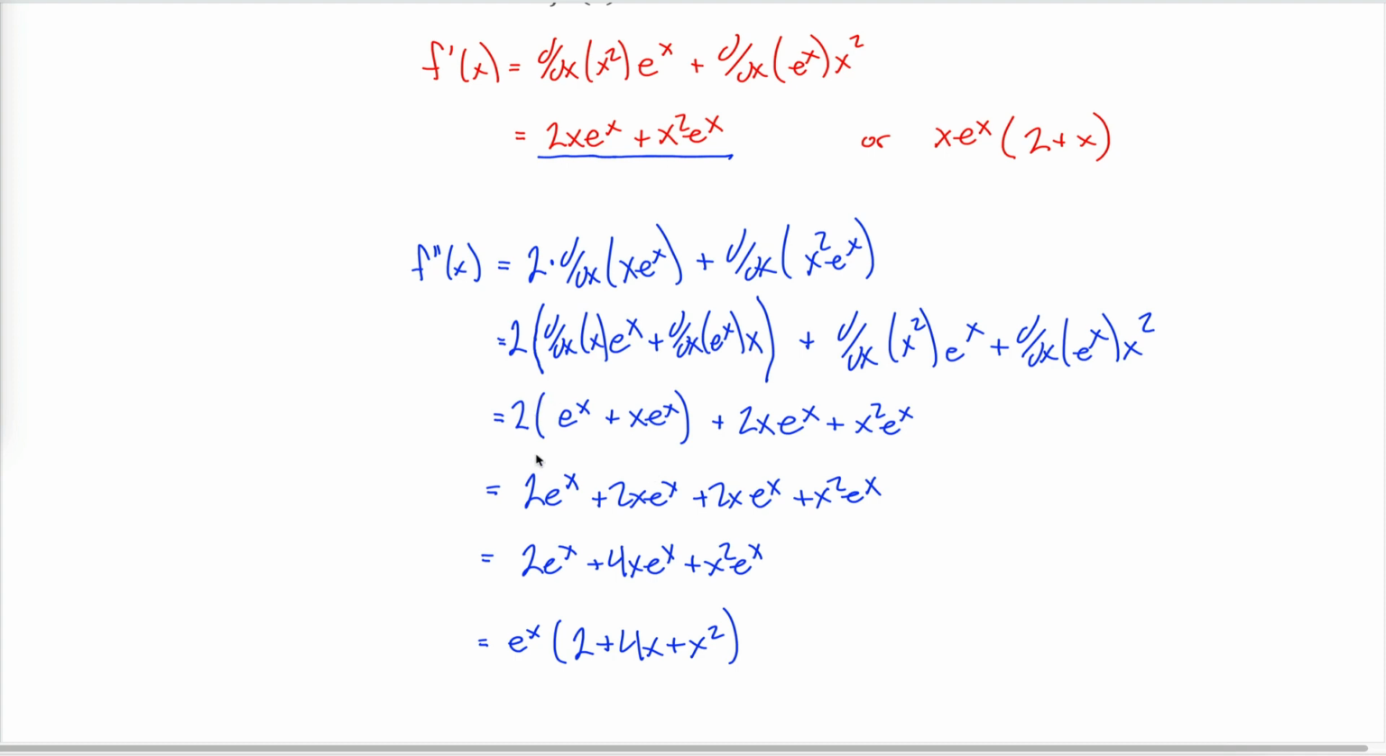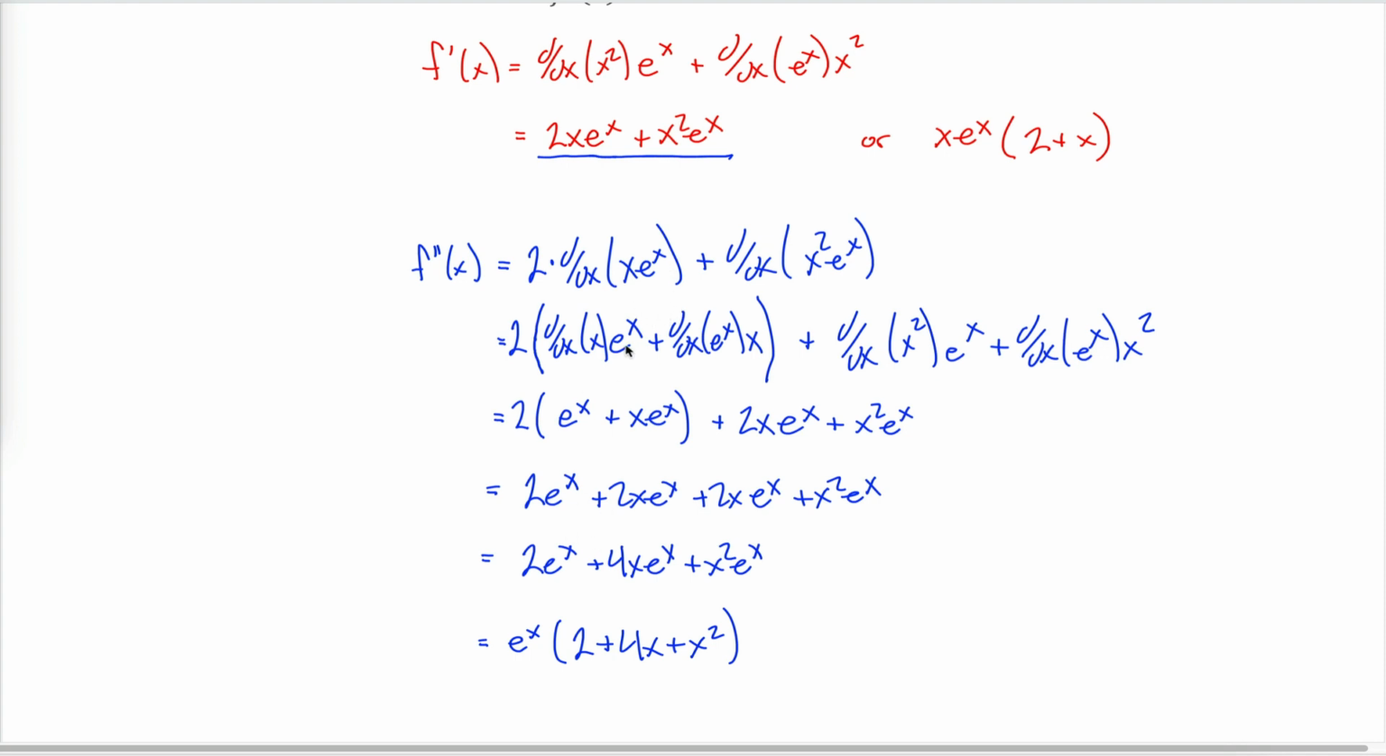I bet a lot of students would forget parentheses here and wouldn't have a 2x e to the x here, and would end up getting the answer marked incorrect in a homework system or something, even though their answer was really, really close to correct. So yeah, there's lots of little possibilities to make mistakes. But once you get the hang of the product rule, it's not horrible.